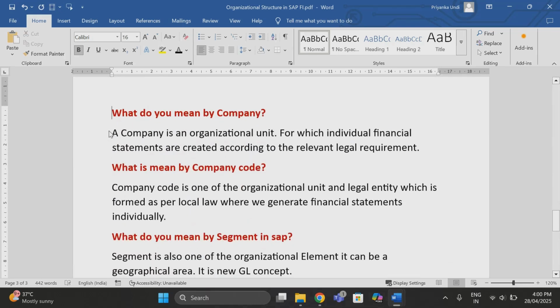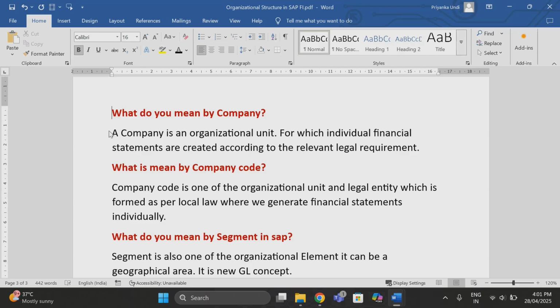What do you mean by company? A company is an organizational unit for which individual financial statements are created according to the relevant legal requirements. According to the legal requirements, the financial statements will be generated. Financial statements as in P&L account, profit and loss account, balance sheet, and trial balance. These will be generated according to the legal requirements.